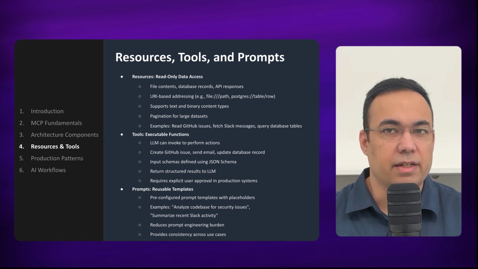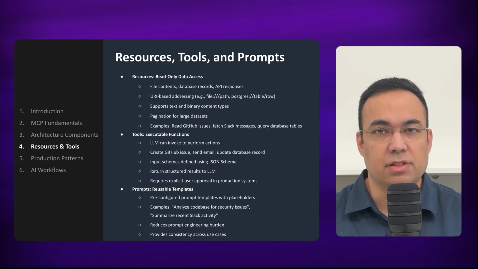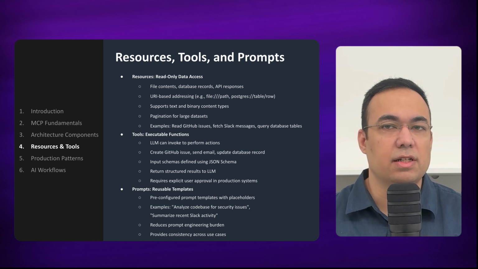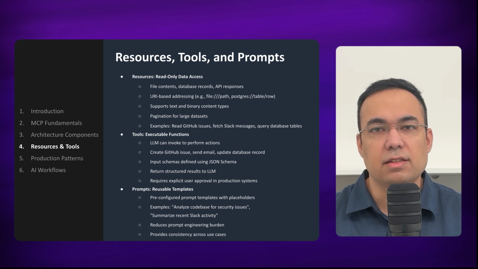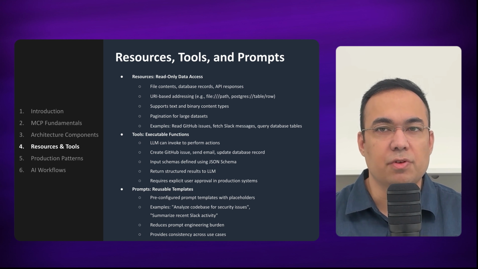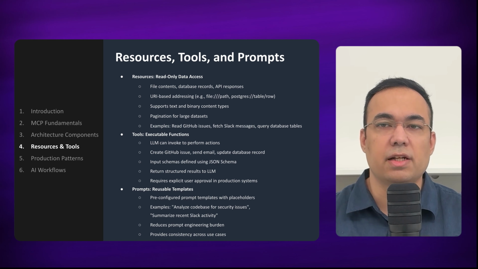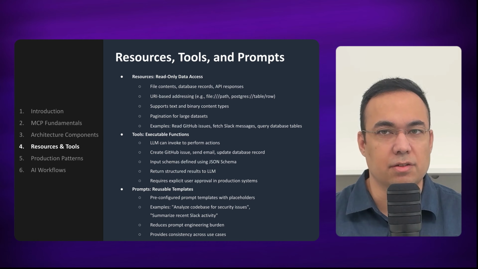Examples include reading the GitHub issues, fetching the Slack messages, or querying database tables. Resources are passive. The language model reads from them, but it doesn't modify them. Next are tools. Tools are executable functions the language model can invoke to perform actions. Examples include creating a GitHub issue, sending an email, or updating a database record.